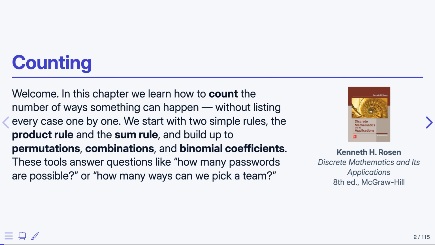Hello and welcome to this chapter on counting. Counting sounds easy, but here we count very large sets where listing every case by hand would take too long. We learn a few simple rules that do the work for us. We start with the product rule and the sum rule. Then we learn permutations and combinations, which count arrangements and selections. Take your time. Each idea builds on the one before it.